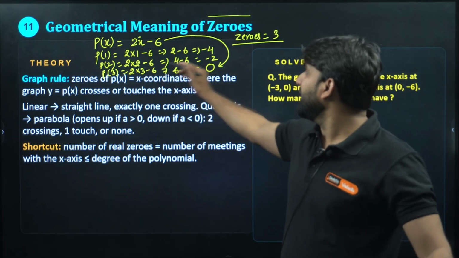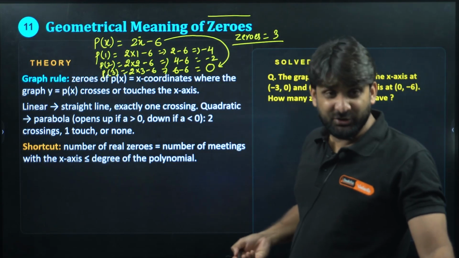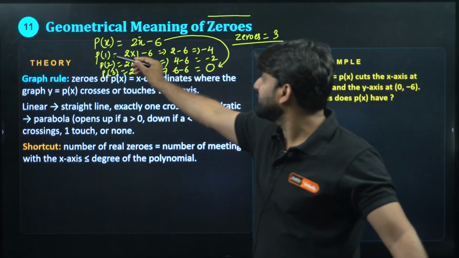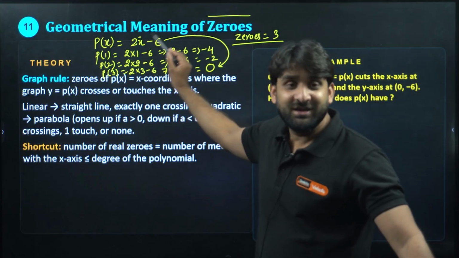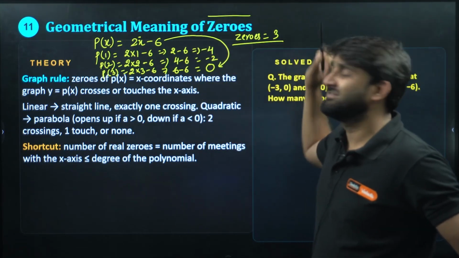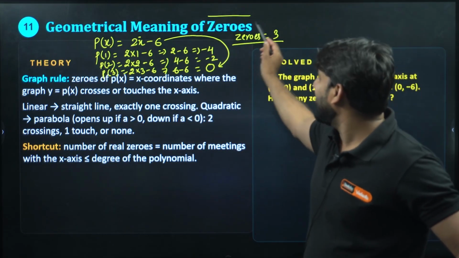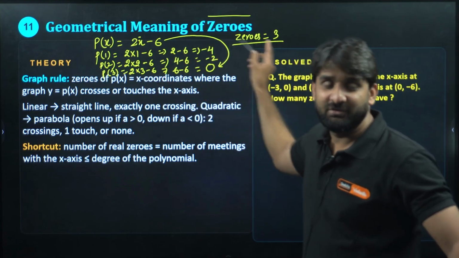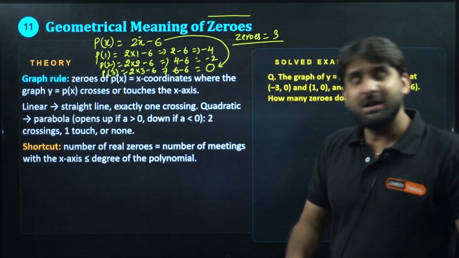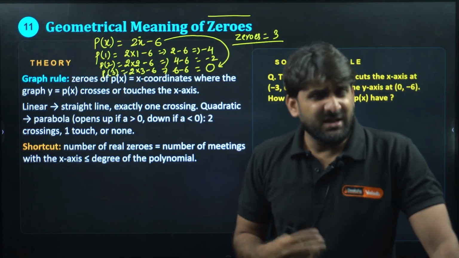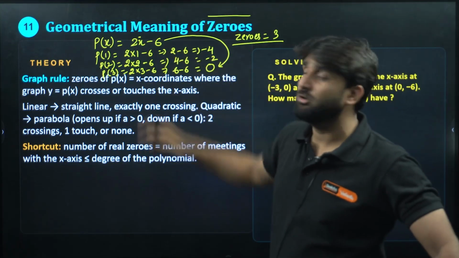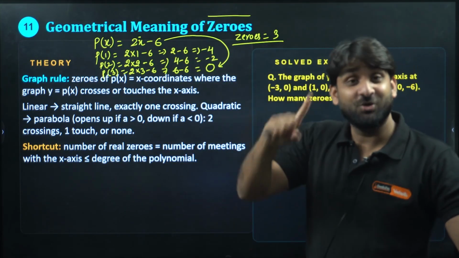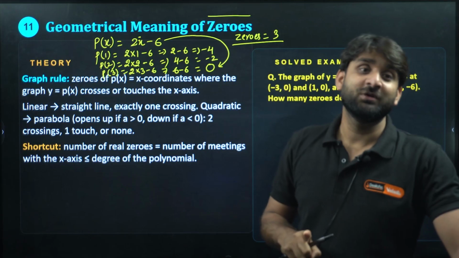Because on putting 1 and 2 we are getting some values, we are not getting 0. So these two numbers will not be zeros. But on putting 3, the polynomial is giving you result 0 at x is equal to 3. So this will be the zero. Now tell me, is there any other number apart from 3 which will be giving you 0 in this polynomial? No, my dear. There is only and only value x is equal to 3.